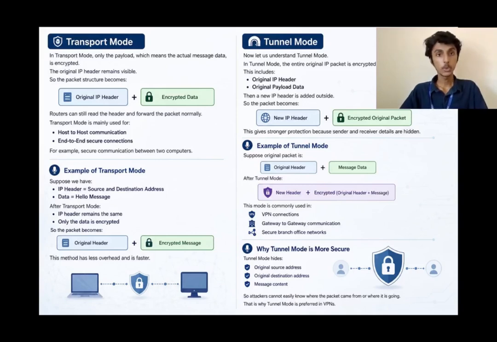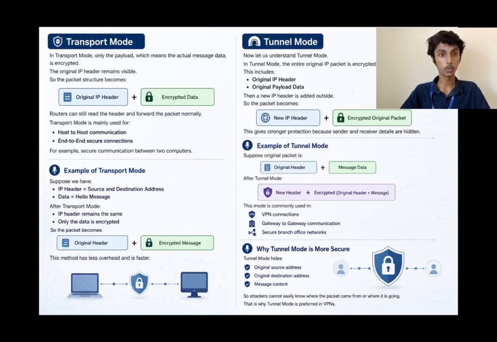Transport mode. In transport mode, only the payload, which means the actual message, is encrypted, and the original IP header remains visible. So the packet structure becomes original IP header plus encrypted data. A router can still read the header and forward the packet normally. Transport mode is mainly used for host-to-host communication, end-to-end secure connections. For example, secure communication between two computers.